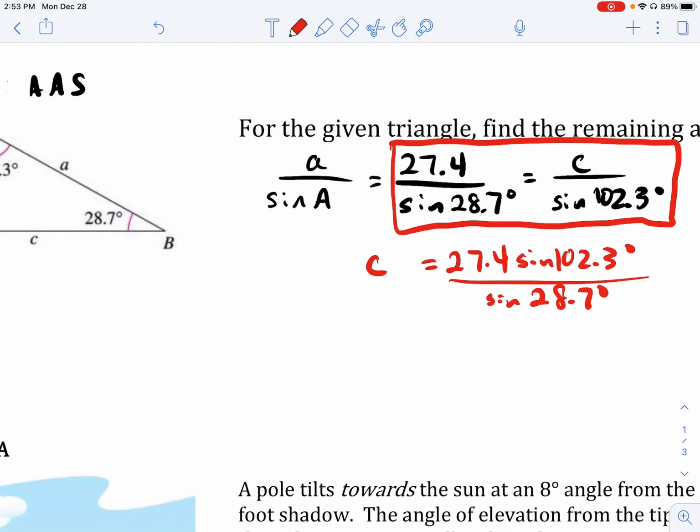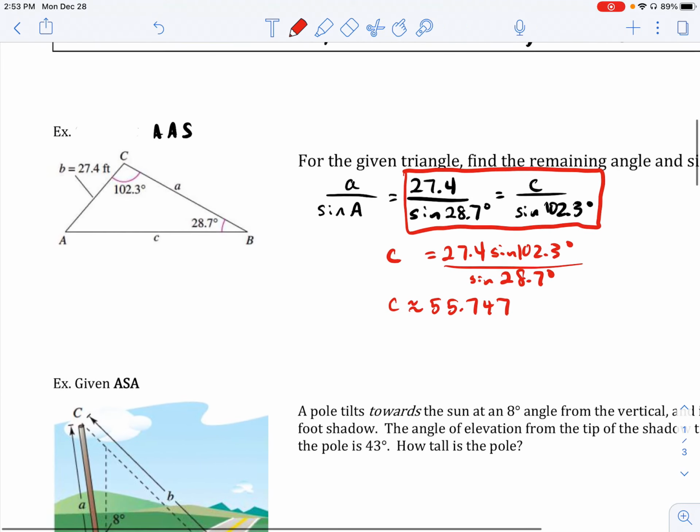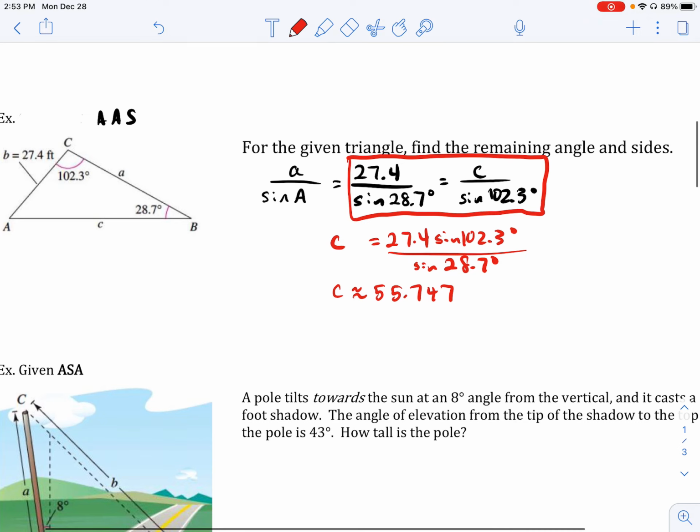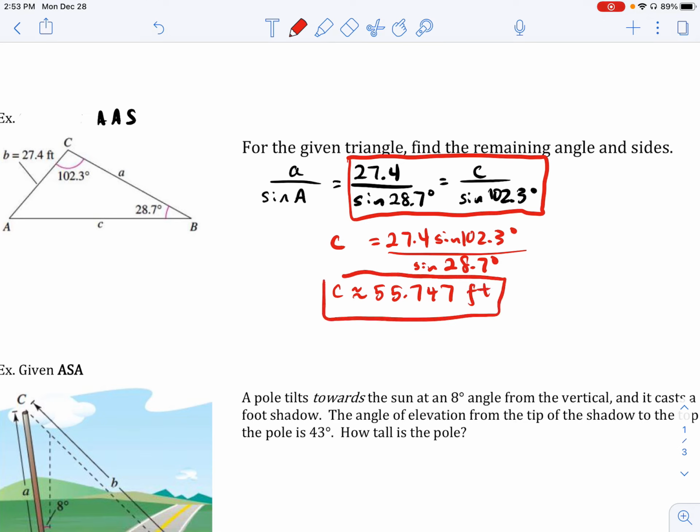So we're looking at that here, and at that point, we can just go ahead and punch this into our calculator. I'll give you a moment right now to try that. But when we actually put all that in, you should get C is approximately 55.747. And let's see if they gave us any particular unit. They did. They said it was in feet. So we're going to go ahead and write that side C is in feet. So I'm going to go ahead and box this to indicate this is my final answer for side C.